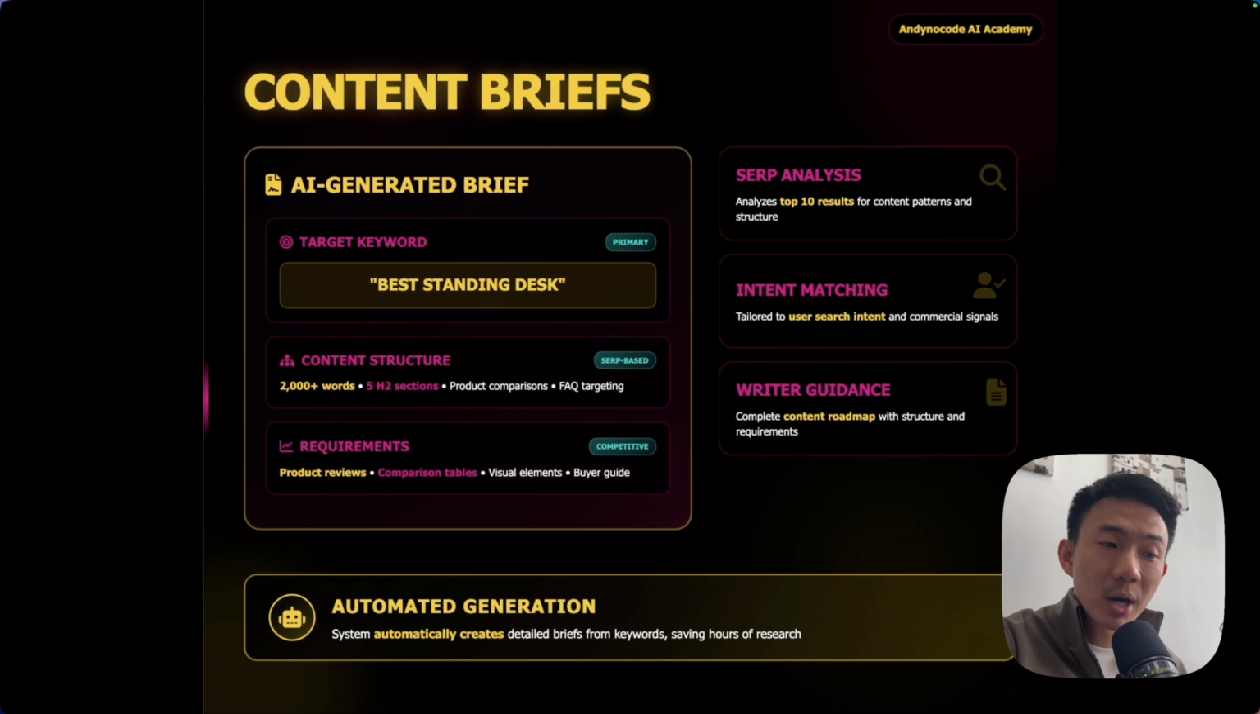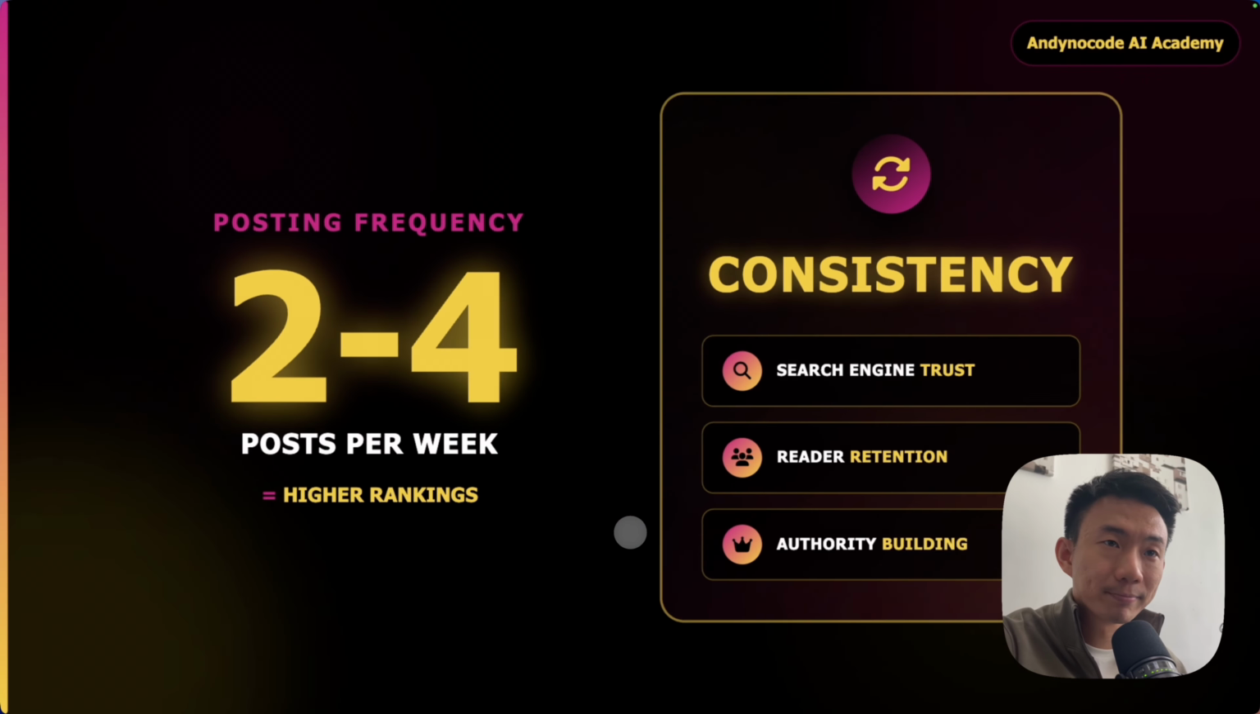And here's how it works behind the scenes. SERP analysis, we look at the top 10 results to spot patterns. Intent matching, tailored content based on user goals, whether they are learning, comparing, or buying. Writer guidance, a complete content roadmap, ready to hand off to a writer or your AI assistant. Automation generation, this entire brief is created automatically. You don't need to spend hours on research. We've done that for you. This is how we go from keyword to content quickly and strategically.